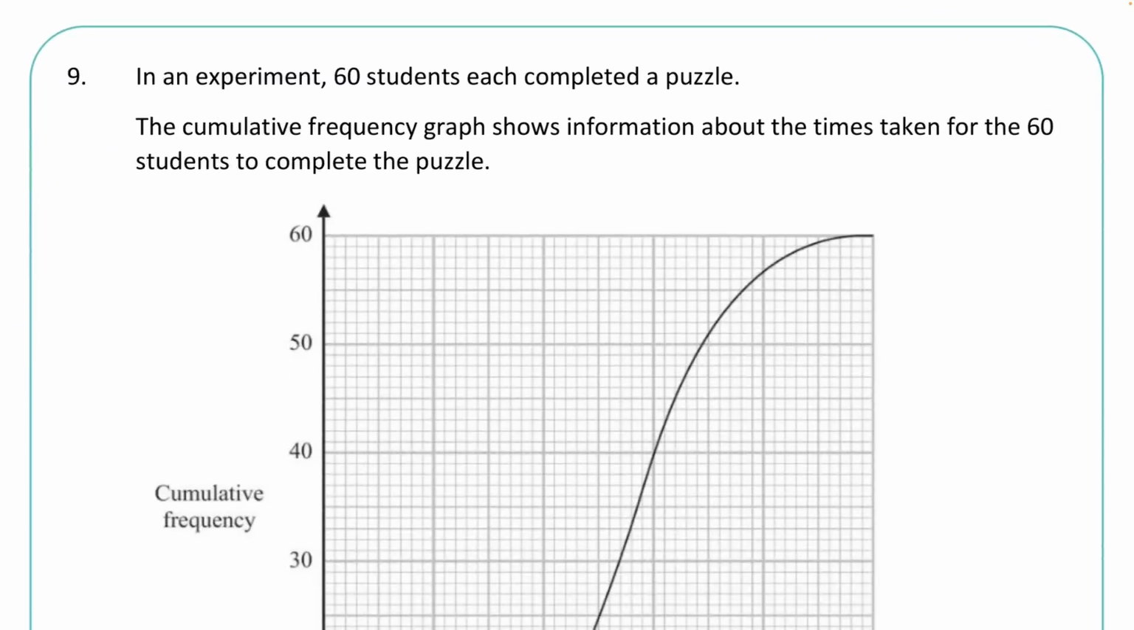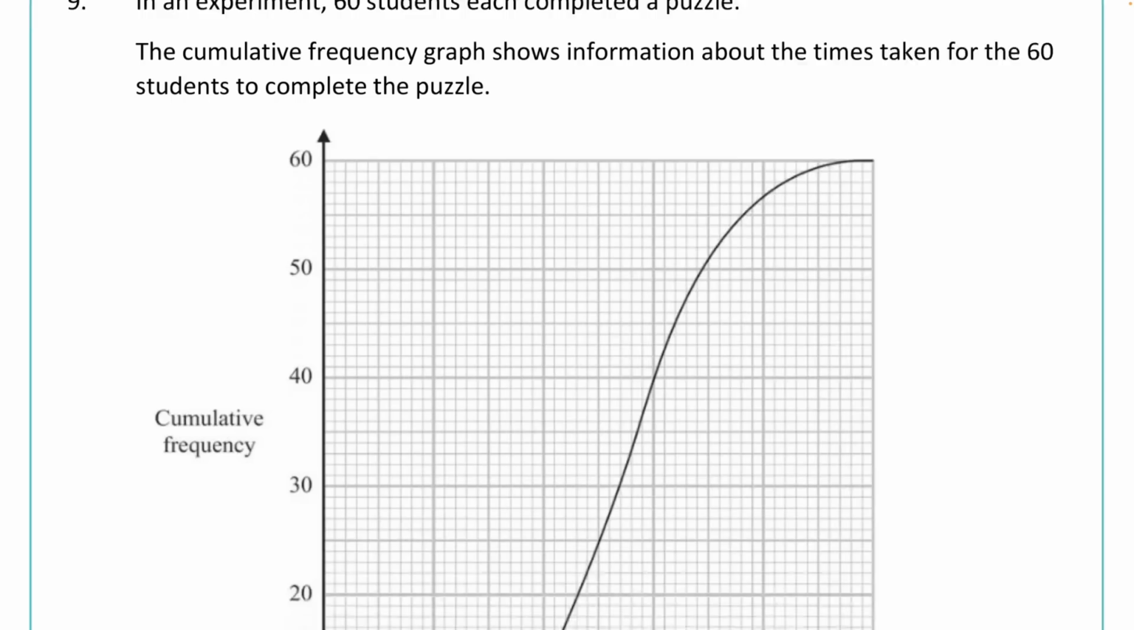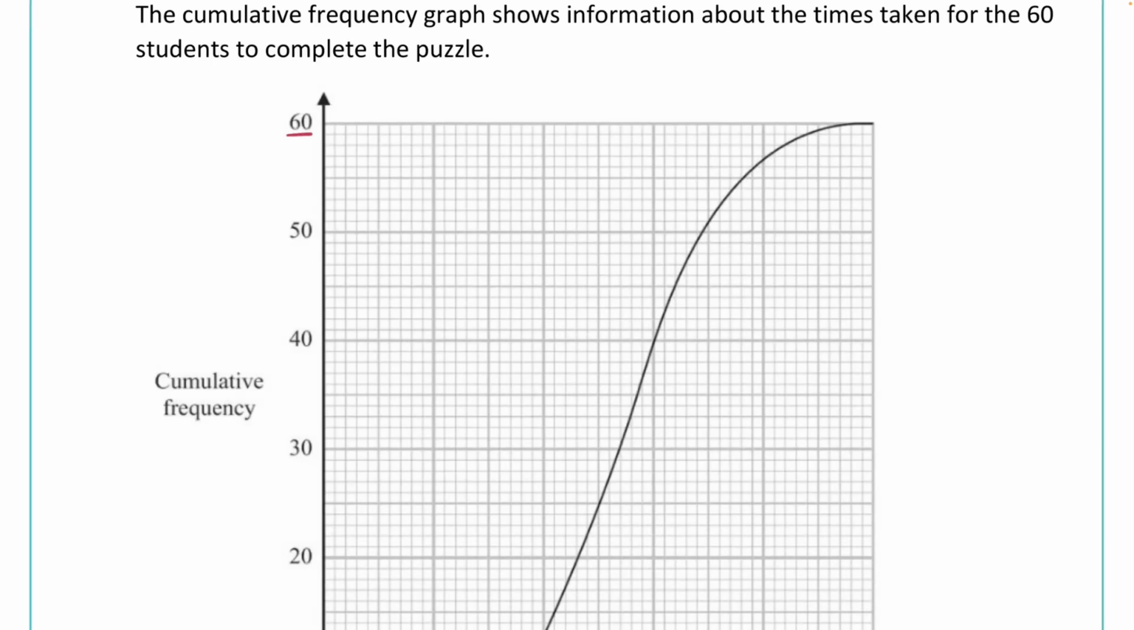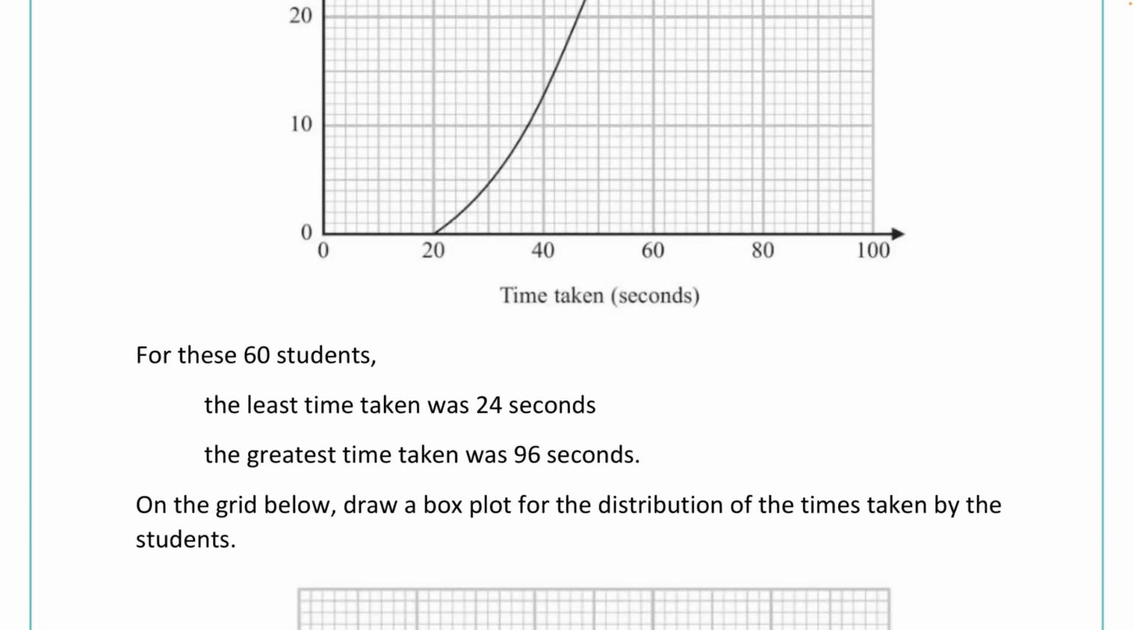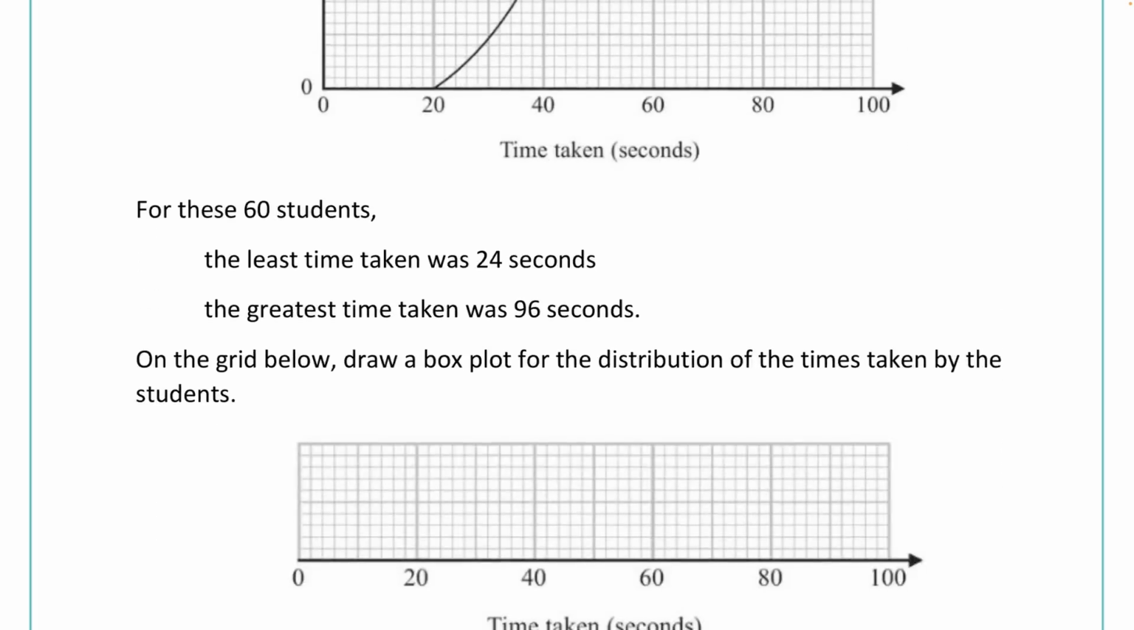Okay, so question 9 is looking at a cumulative frequency graph. It says here the cumulative frequency graph shows information about the times taken for 60 students to complete a puzzle. And we can see it lands up at 60 at the top here, and it now asks us for these 60 students, the least time was 24 seconds, the greatest time was 96. On the grid, draw a box plot for the distribution of the times taken. Now with a box plot, we can plot the smallest and the highest value here.